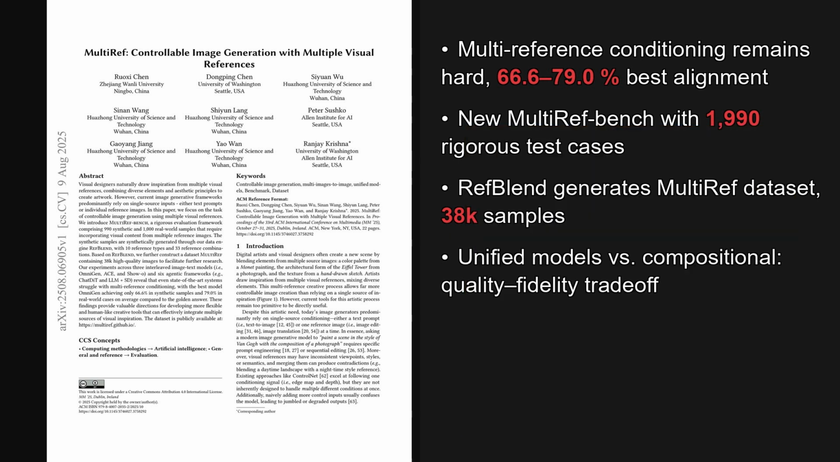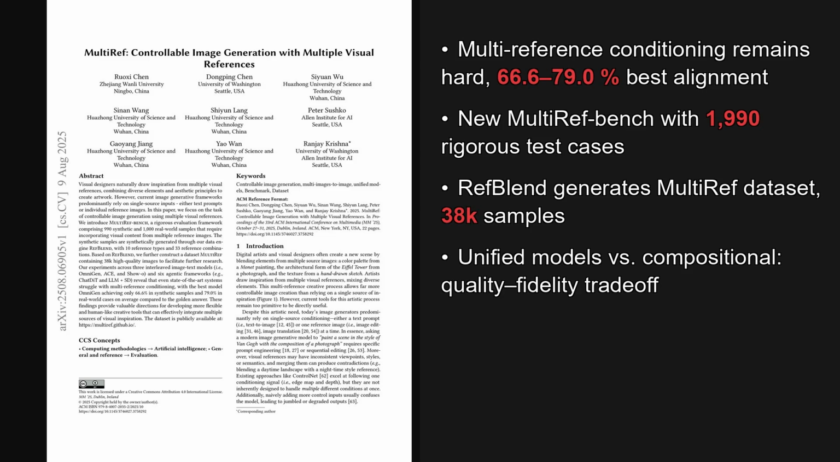I'm Alex. Today we're looking at a paper from the Hugging Face trending list, published on August 9, 2025, which was about 11 days ago. The standout finding is that even top systems falter at multi-reference conditioning, with OmniGen reaching only 66.6% on synthetic samples and 79.0% on real-world cases against the golden answer.